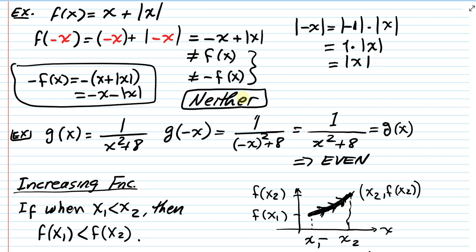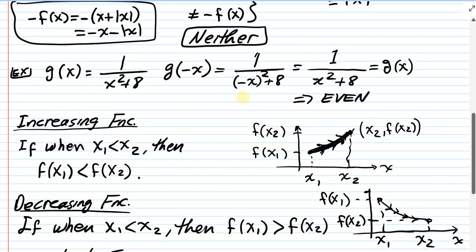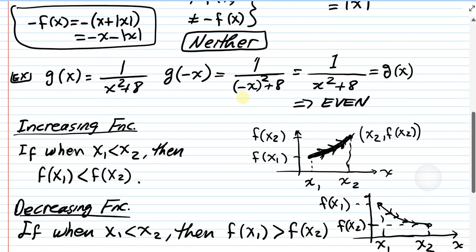So as I go from left to right, the function is greater at x2 than it was at x1 earlier. So that's, again, the sign of an increasing function. For the decreasing function, we have kind of the opposite.